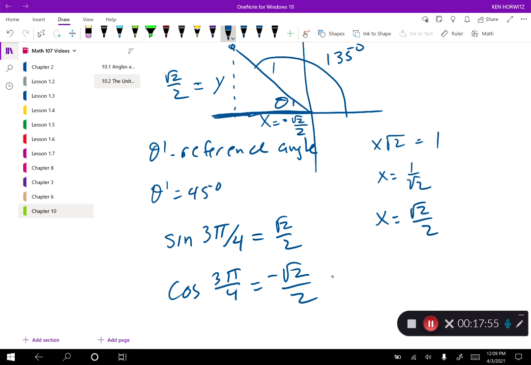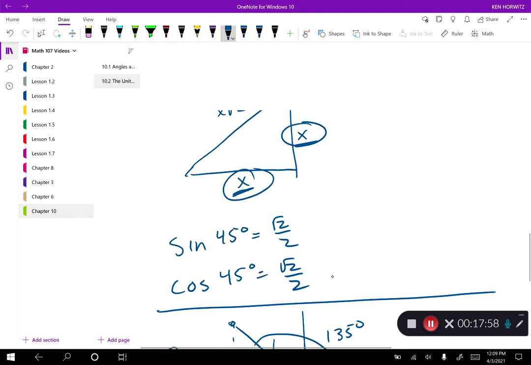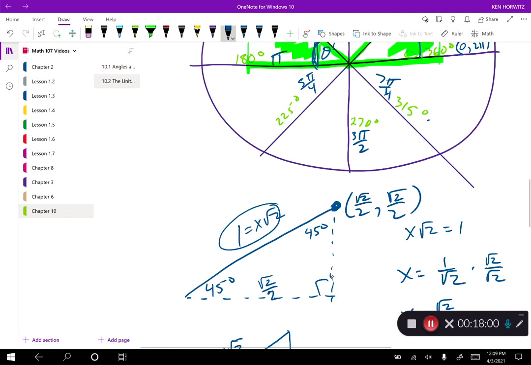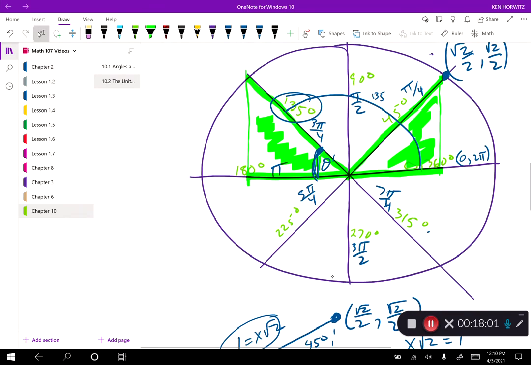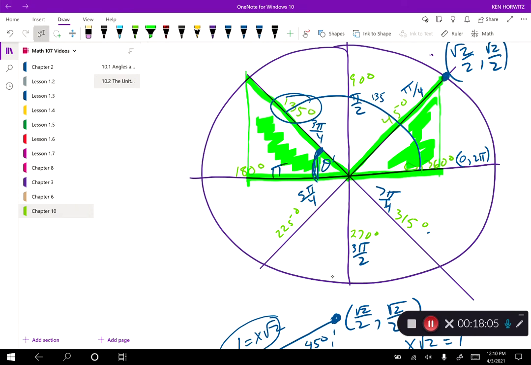All right. So here's what you should do at this point. We know the sine and cosine at 0. We've done the sine and cosine at 45 degrees. We've also done 90 degrees. So we've done all the angles in the first quadrant that we need. We've even done 135 degrees and 180.